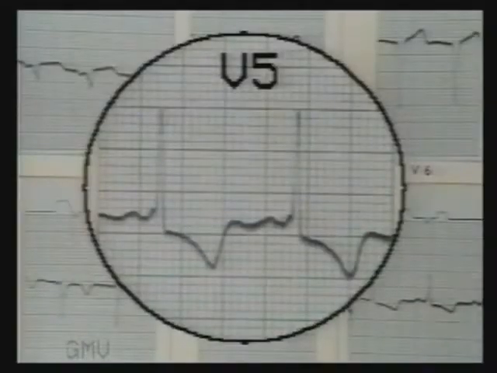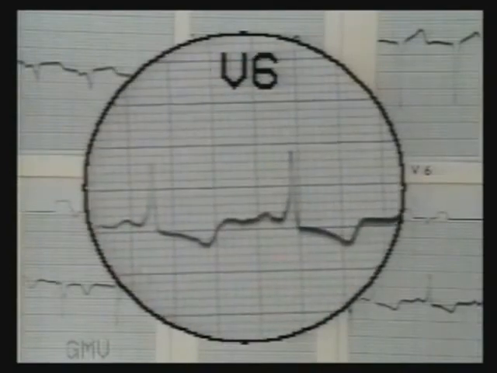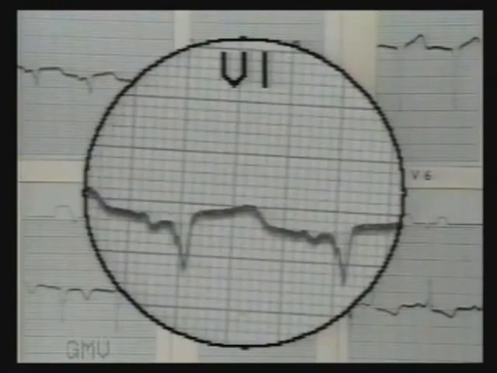This is another ECG of WPW syndrome. Note the delta wave and inverted T wave in lead V5. Again, slur on the upstroke of R wave in lead V6. And in lead V1 there is a negative QRS complex with slur on the downstroke of S wave.